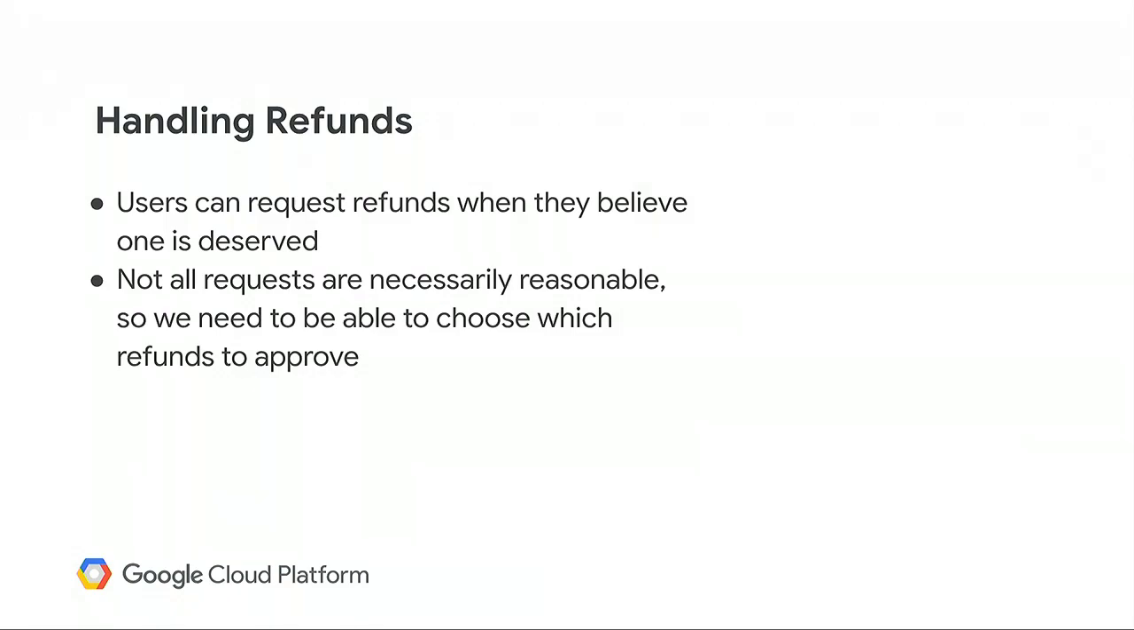So in our case, we want to set up a system where users can request a refund if they think that one is deserved. But we want to be able to have the final say in what we are actually going to refund to people, because there are certainly cases where a refund would be a good idea. Maybe they ended up with black roses instead of red roses. But there are some cases where it's really not on us. So if they send flowers to someone, but that person doesn't actually want them. So we want to be able to pick and choose which refunds we want to approve.